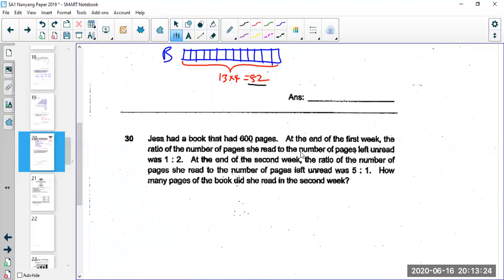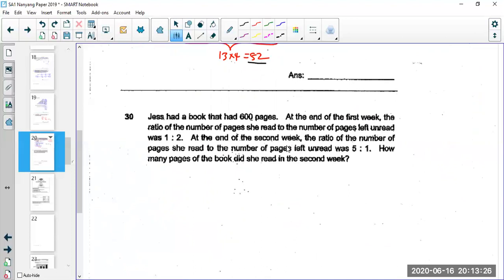Now, Jessie had a book that had 600 pages. At the end of the first week, the ratio of the pages that she read to the pages left unread was 1:2.